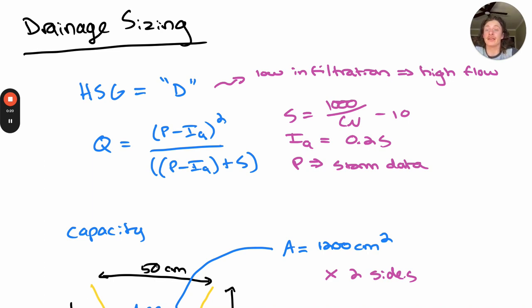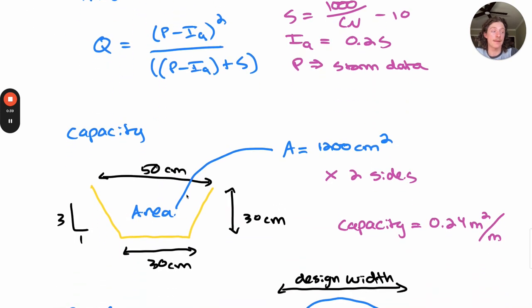We can then calculate Q, our runoff depth, using the equation P minus IA squared over P minus IA plus S, where we have our storage S, our initial abstraction IA, and our P from our storm characteristics as our cumulative total rainfall. And this will give us our runoff depth in inches.